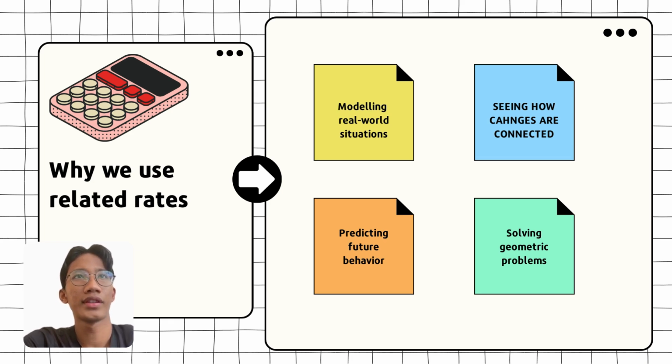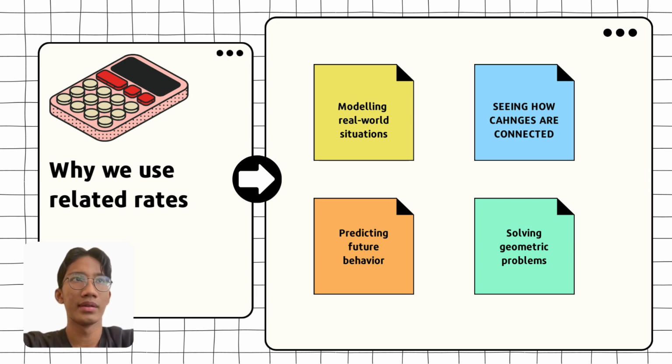So the second point is seeing how changes are connected. These rates show us how changes in one thing can cause changes in another, helping us understand their relationship. Imagine you are inflating a balloon. As the volume of air inside the balloon increases, the balloon's radius also increases. Related rates let us see how things are interconnected and how one affects the other.